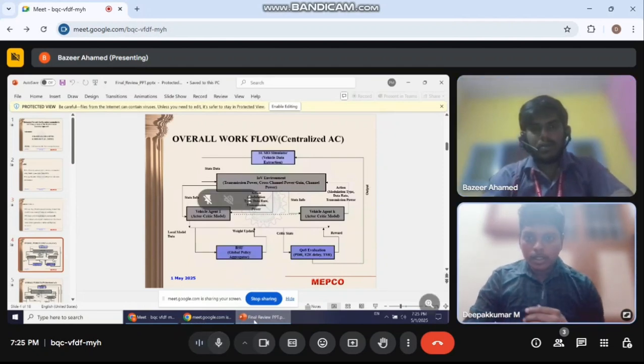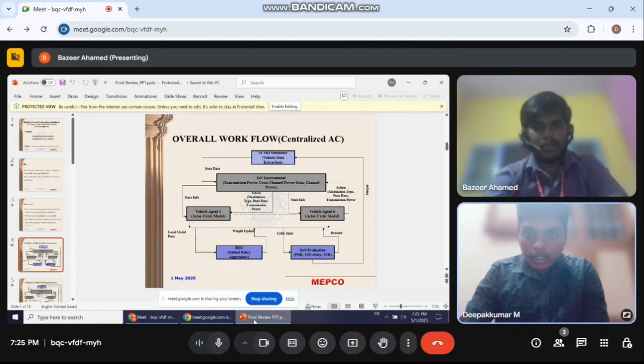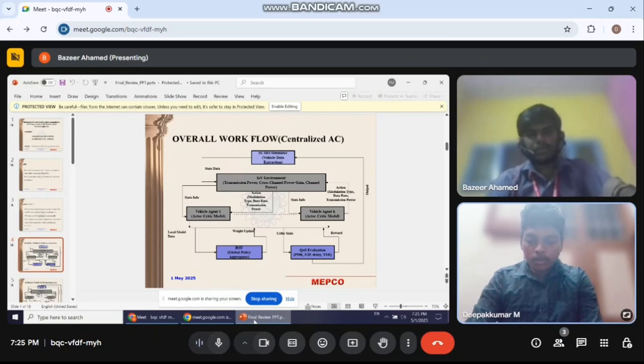And myself, Deepak Kumar. I will explain the centralized actor-critic in the overall workflow. First, data is collected from the SUMO simulator, and then we extract the features like transmission power, cross-channel power gain, and channel power gain, and put them into the IoV environment. Then the IoV environment is a centralized model, and then we put it into the multi-agent actor-critic. So you have vehicle agent 1 to vehicle agent K.